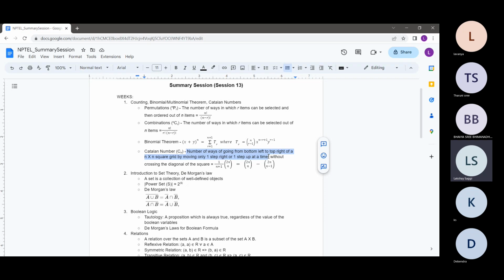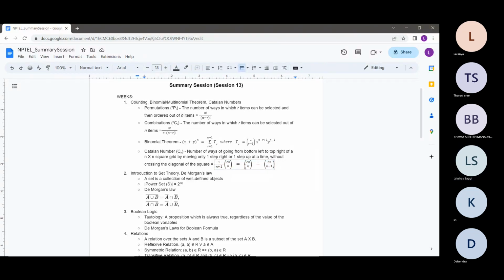Because basically we have to make finally n up steps and n right steps, and now we need to order these amongst each other. So it will be 2n factorial divided by n factorial times n factorial. So 2n choose n will be the answer for the total number of ways in which we can move from bottom left to top right, moving only one step right or one step up at a time. Okay, and if we now introduce the constraint of not crossing the diagonal, then the answer becomes 2n choose n minus 2n choose n minus 1.